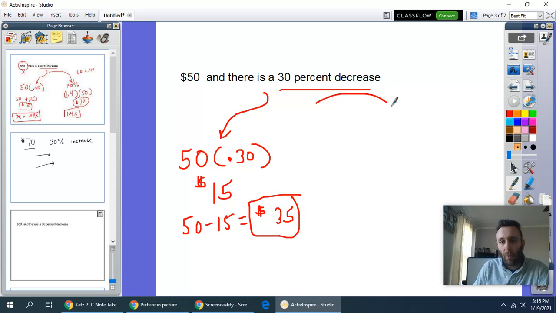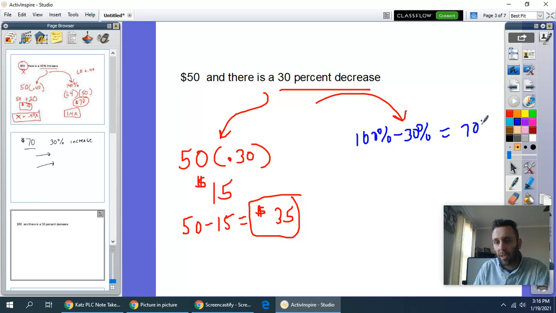Well, remember, there's another way that you can do the same problem. Instead of finding 30% and then decreasing it, you can actually just decrease it from the beginning. If you're decreasing something 30%, that would mean it's 100% minus 30%, which would get you 70%. Well, 70% as a decimal is 0.7 or 0.70. Either way is the same thing.